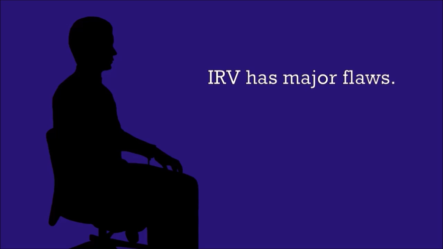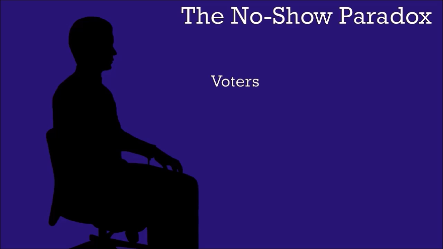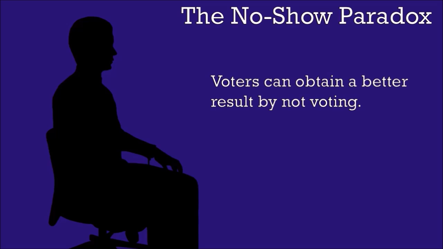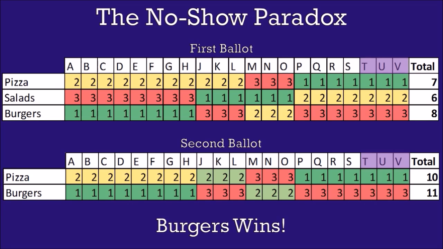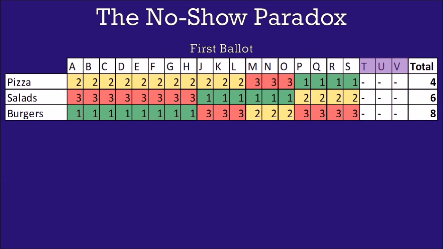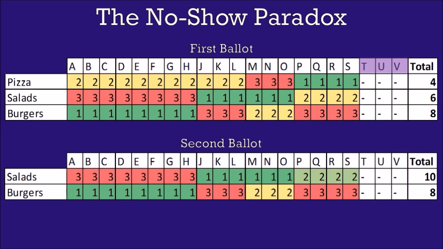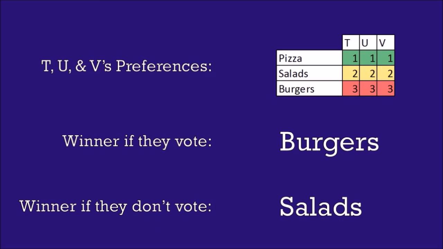First among these is the no-show paradox. Voters can obtain a better result by not voting. Consider these 3 voters who prefer pizza to salads to burgers. If they vote, salads is eliminated on the first ballot, then burgers wins on the next ballot. If they hadn't voted at all, salads would have survived through the first ballot and then beaten burgers on the second. By voting, they ended up with a worse outcome. Is that really a property we want in a voting system?